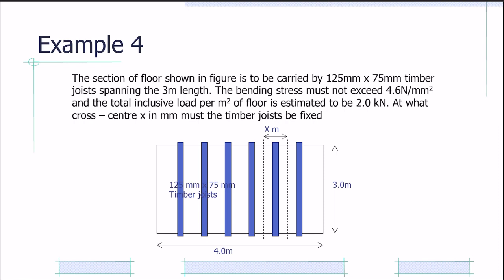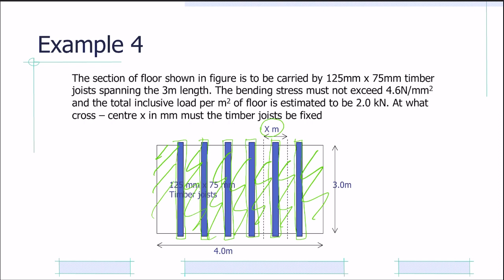In this question, it asks you to find the value of X. And what's given here is the floor and the joist. So the joist is actually supporting the floor, because if we have a timber structure, so if you have a timber floor, then it will be supported by a joist.